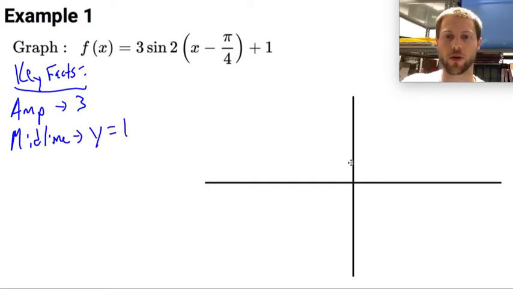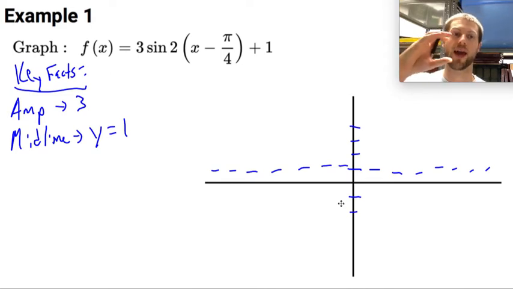So right away, I'm going to take my y-axis and start labeling some things. I have a y equals 1 midline, so it looks something like this. And then I'm going to go up 3, 1, 2, 3, and then down 3, 1, 2, 3. That'll encapsulate my maximum and my minimum. So just to set that up.